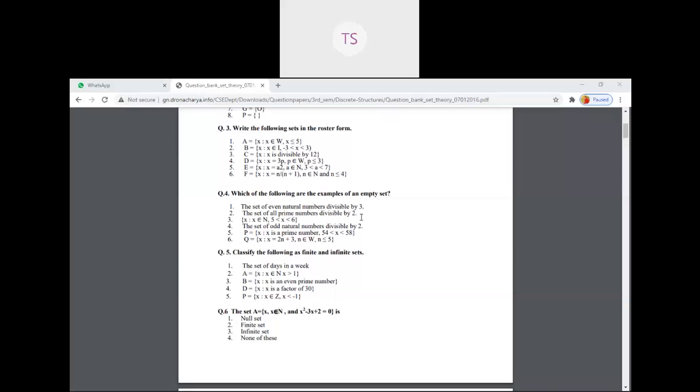Now 54 is an even number, so it is not an odd prime number. Then 55 is divisible by 11, so we will not go for 55. Next is 56. Again 56 is an even number, so it is divisible by 2. Hence it is not a prime number.